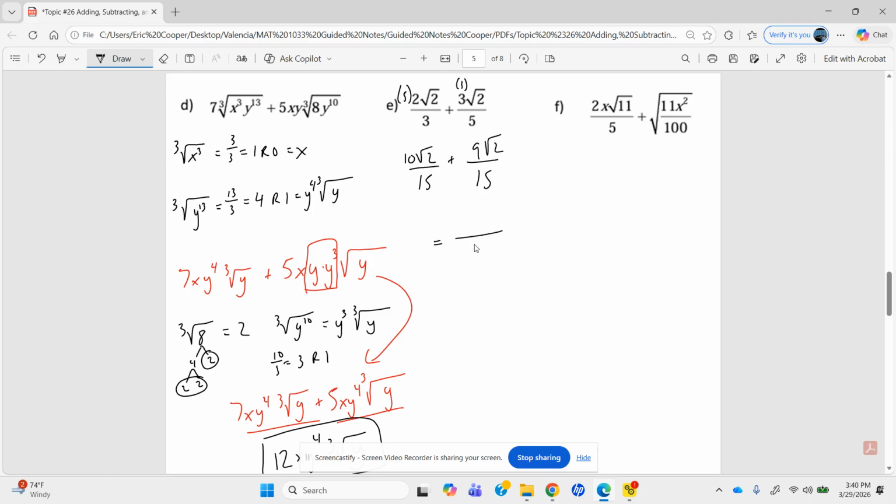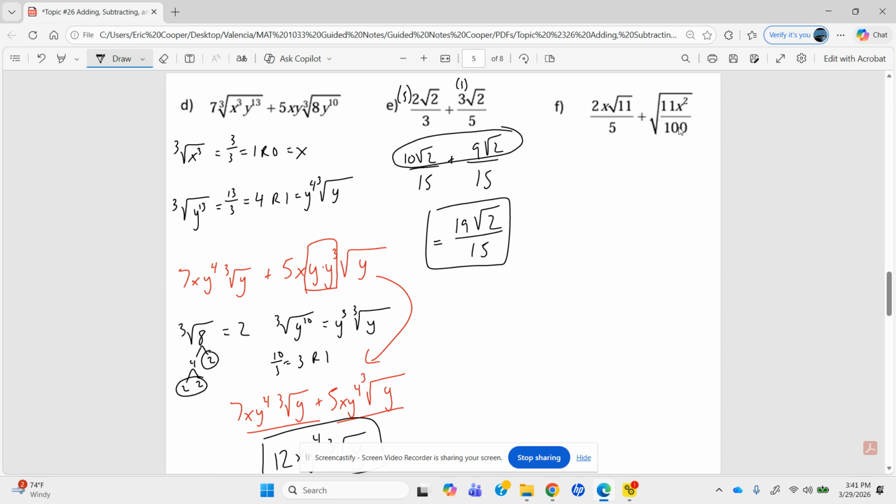So just like with fractions, we leave the denominator alone, and then we're going to combine these, leaving the radicals alone, and really just combining the outside numbers. 10 and 9 make 19, 19 square root of 2. Double check and see, can your fraction reduce? 19 over 15 in this case cannot reduce, so this would be the final answer.